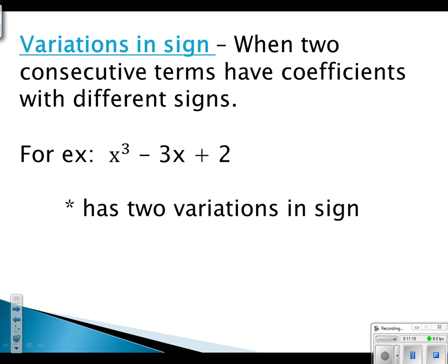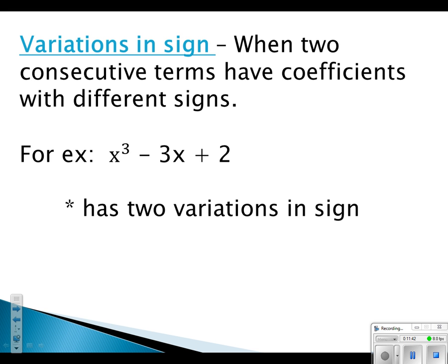Now, the remaining stuff that we have to talk about is going to give us ways in which we can narrow down the trial and error, or narrow down the possibilities that we have for some zeros. So the first thing to consider is something that the textbook calls variations in sign. In other words, when two consecutive terms have coefficients with different signs, so alternating from positive to negative.